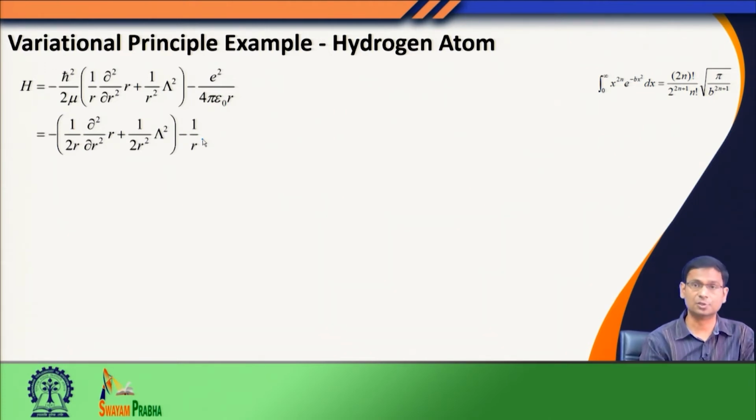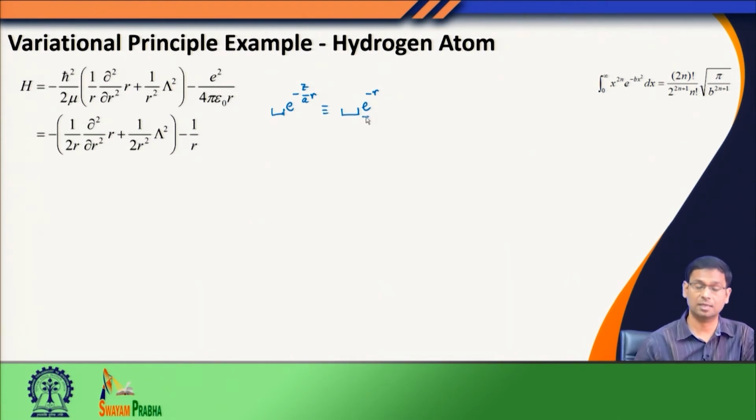If you remember, the exact solution for the ground state wave function for the hydrogen atom was some constant multiplied by e to the power minus Z over a into r. In atomic units, it is some constant multiplied by e to the power minus r, where r is the distance between the electron and nucleus.